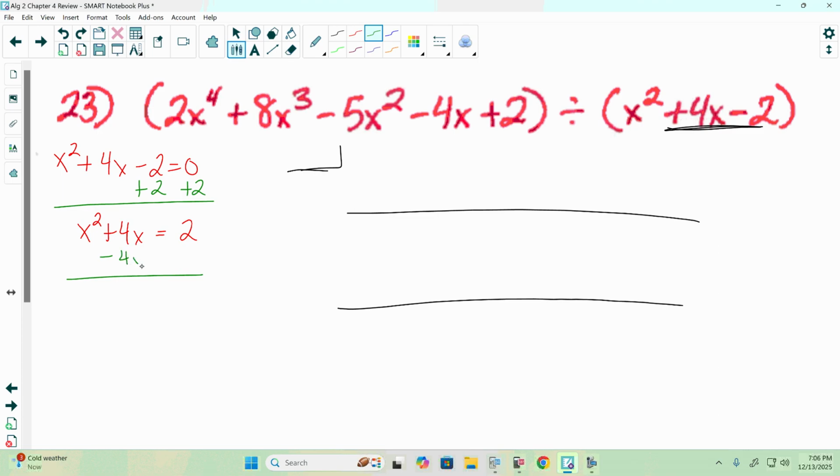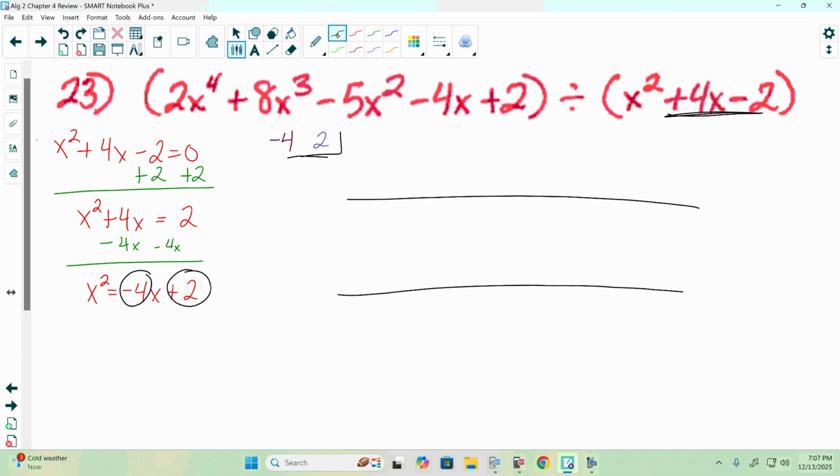Then we're also going to have to move the 4x over. We're going to subtract 4x, telling us that we have x squared is equal to negative 4x plus 2. And we're going to take 2 coefficients. We're going to have the negative 4 and the 2. I'm going to put them in different colors. I'm going to put negative 4 as this maroon and 2 as this here.